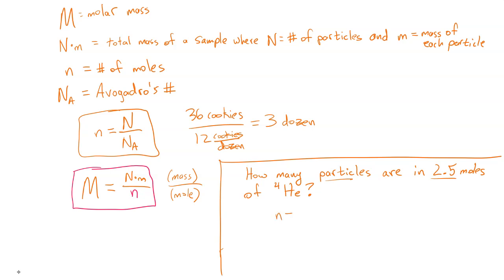And the relevant equation would be number of moles equals number of particles divided by Avogadro's number. We're solving for the number of particles, which is capital N, so I can rearrange it. And that tells me I need to multiply moles times Avogadro's number. 2.5 times 6.02 times 10 to the 23 will be 1.505 times 10 to the 24 particles.